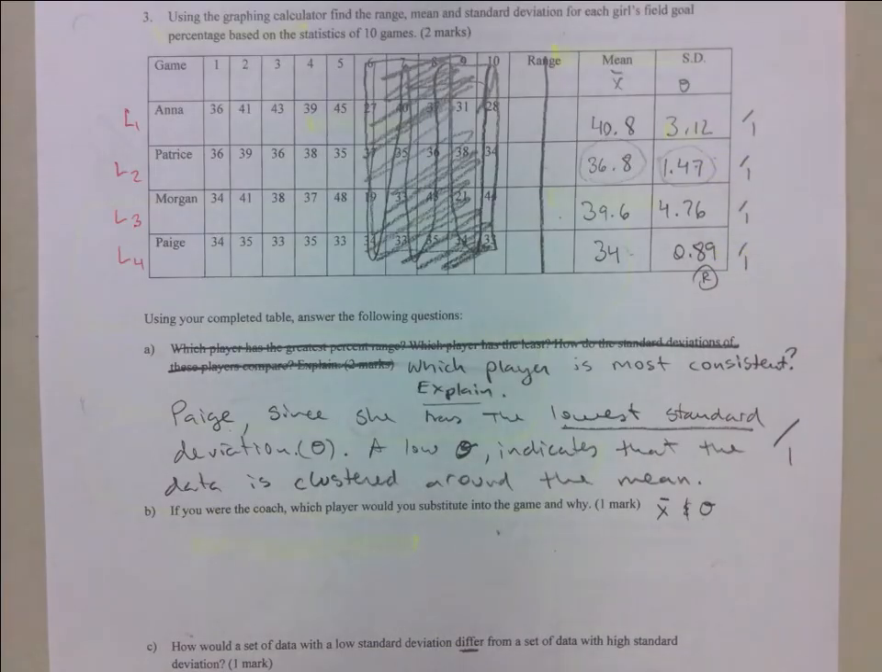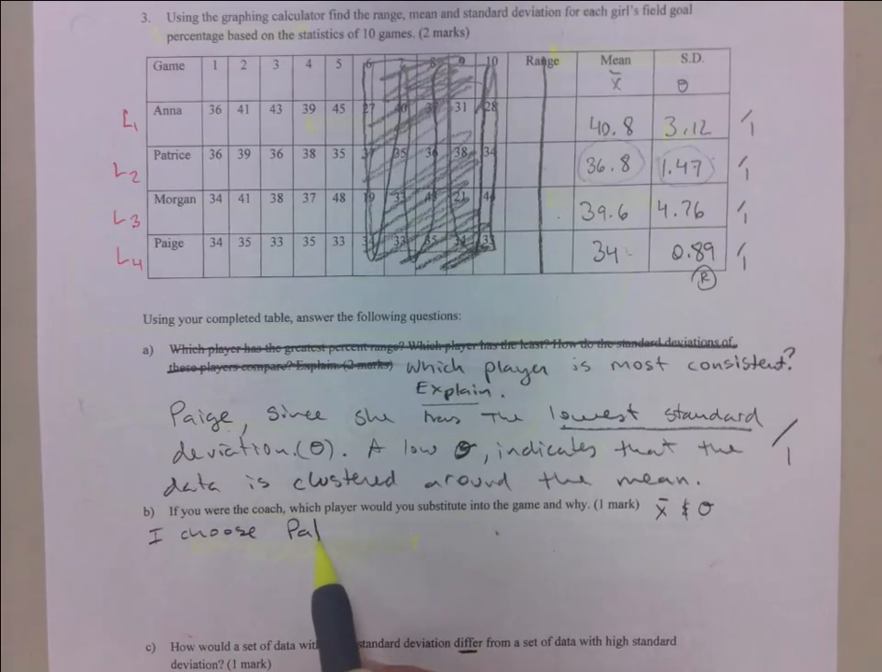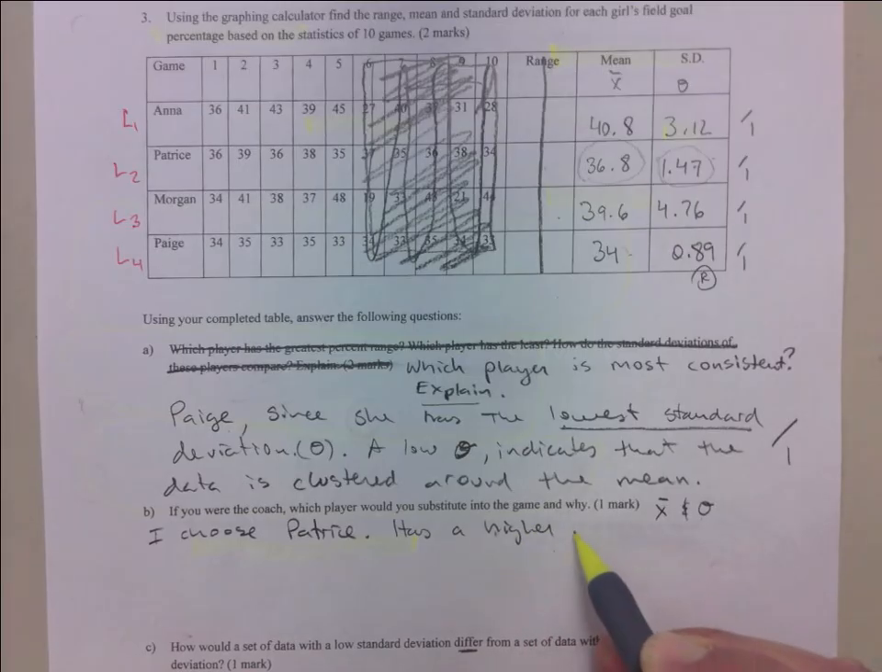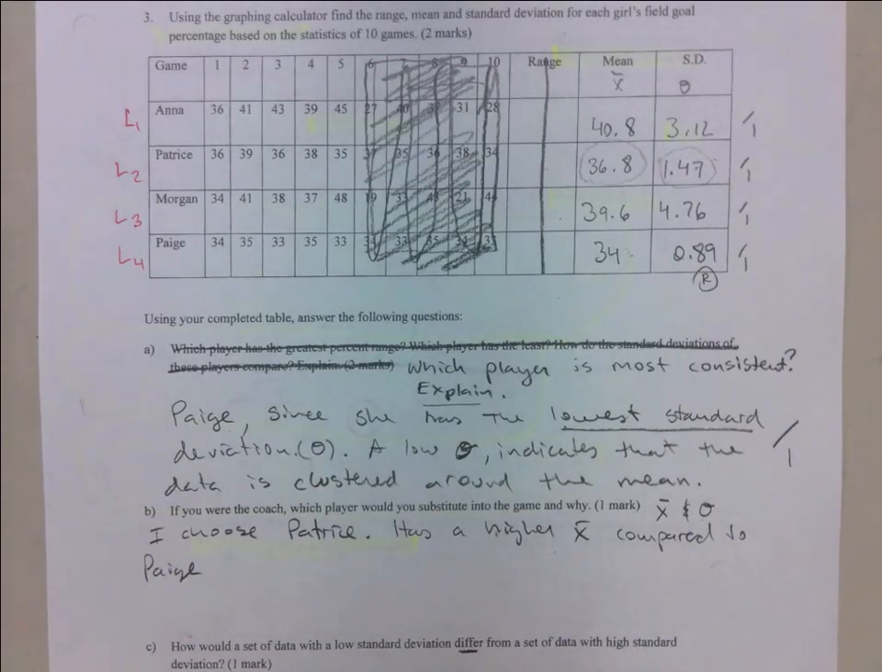If you said Paige and you justify, even though Paige's average is the lowest, she's the most consistent player, I would still pick Paige. That is fine. You just have to justify. So let's say I choose Patrice. Why? Has a higher mean compared to Paige.